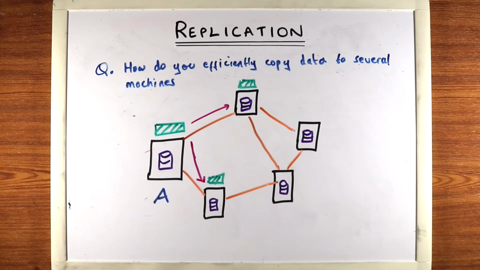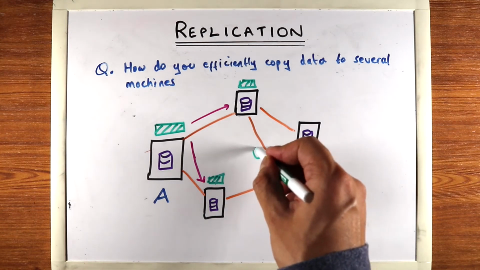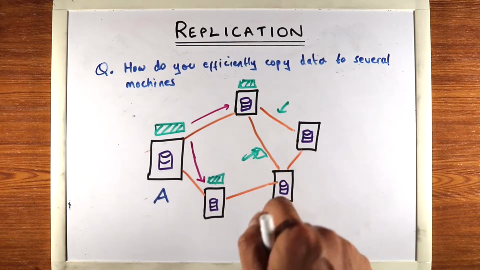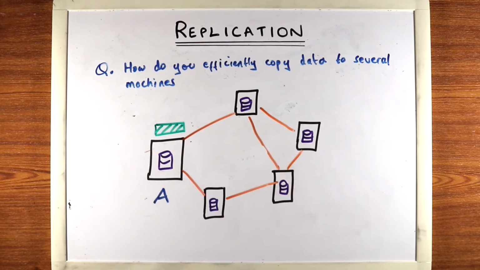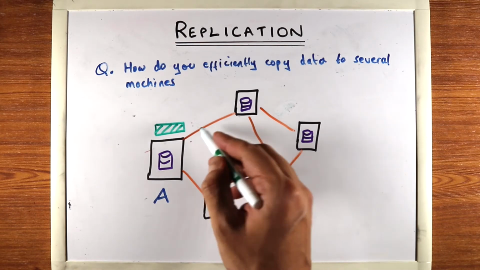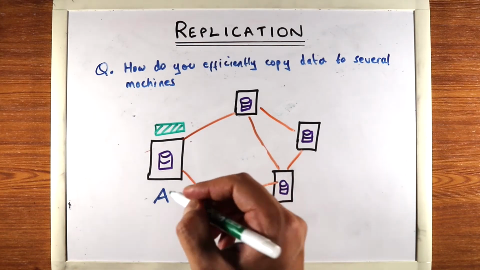But that's not very efficient because during this time, there's a lot more network bandwidth that can be used, right? This network bandwidth is just staying idle. So how do you improve this? Well, you would improve this by copying this data to the closest machine to A. The closer it is, the faster it will be.